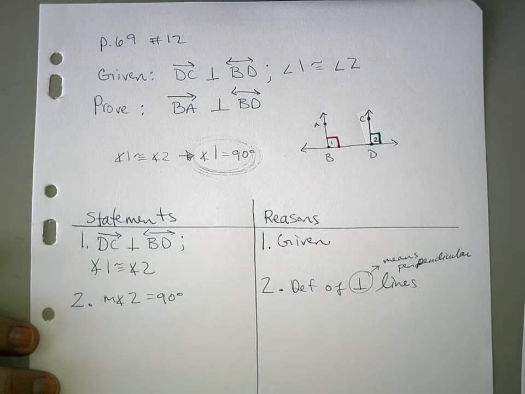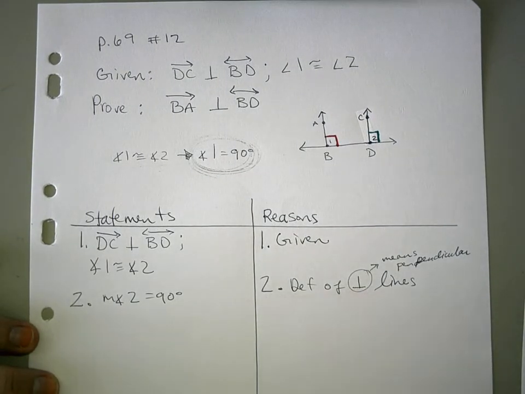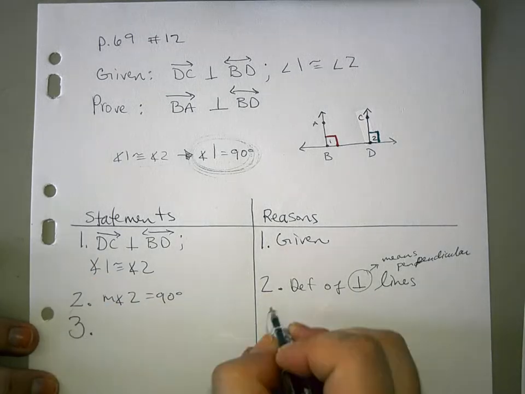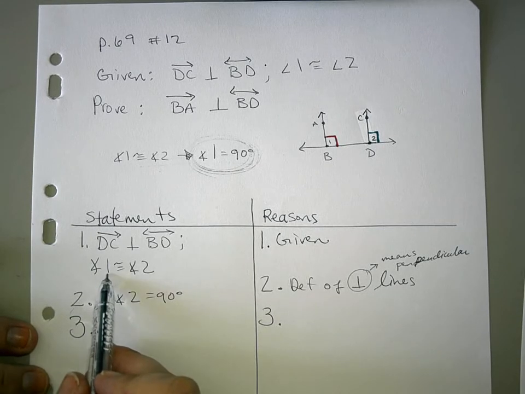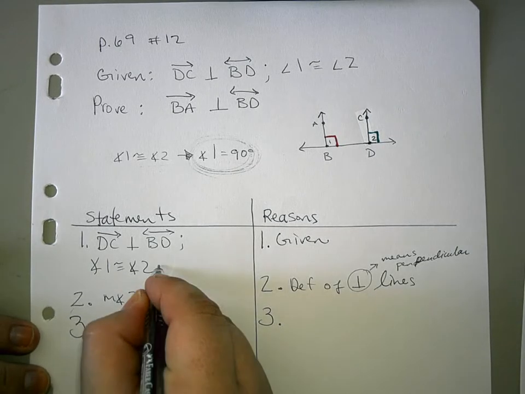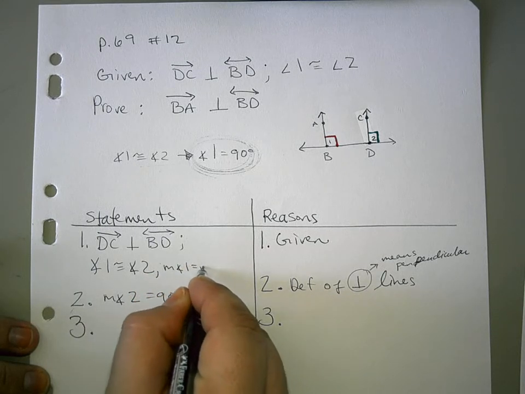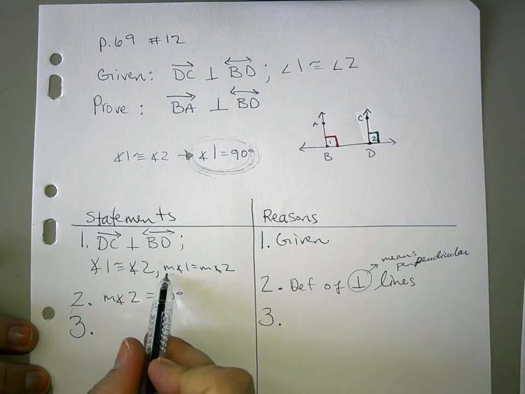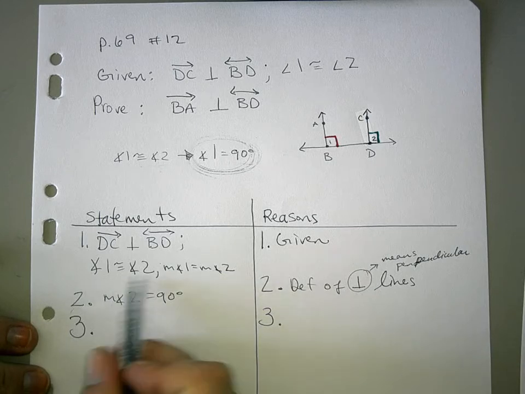In the reasons, it helps to use symbols as much as possible, just so that you don't have to spend lots of time writing everything down. Finally, since angle 1 is congruent to angle 2, and in the book it shows this as well, just to help ourselves see the substitution better, you can actually write that this means that measure of angle 1 is equal to measure of angle 2. It means the same thing.